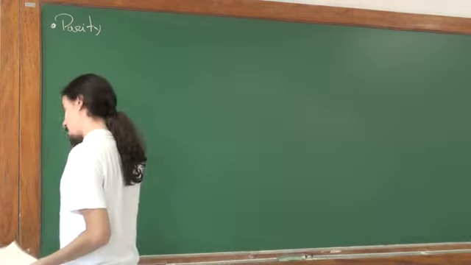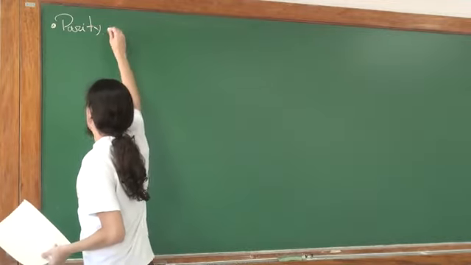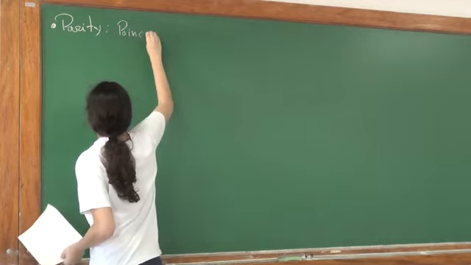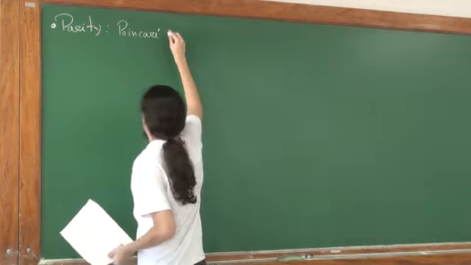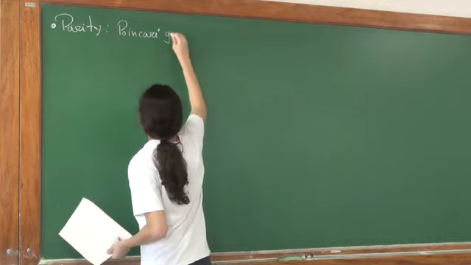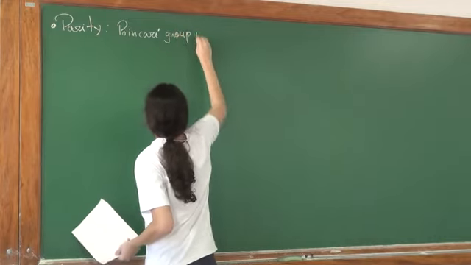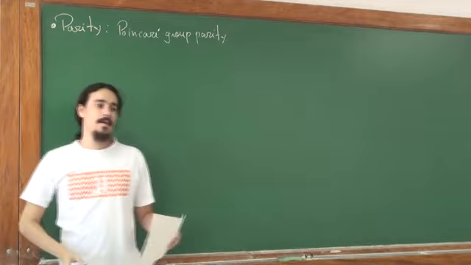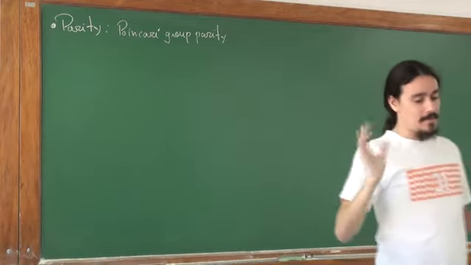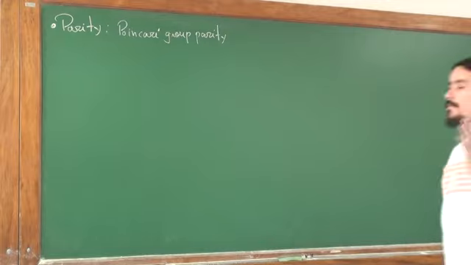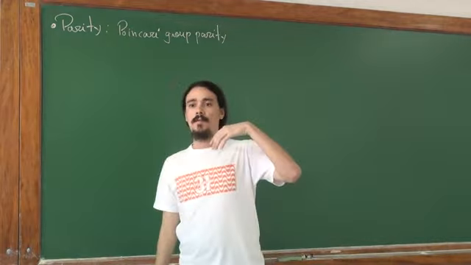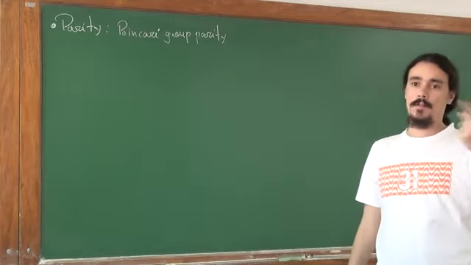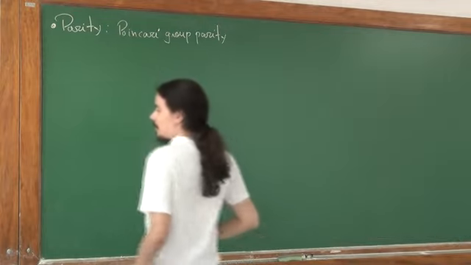Okay. So parity. What is parity? This parity is just the usual Poincare parity, the parity that is present on the Poincare group. That is, if you have even spatial dimensions, then you just invert all spatial dimensions. If you have odd spatial dimensions, you just invert one of them.